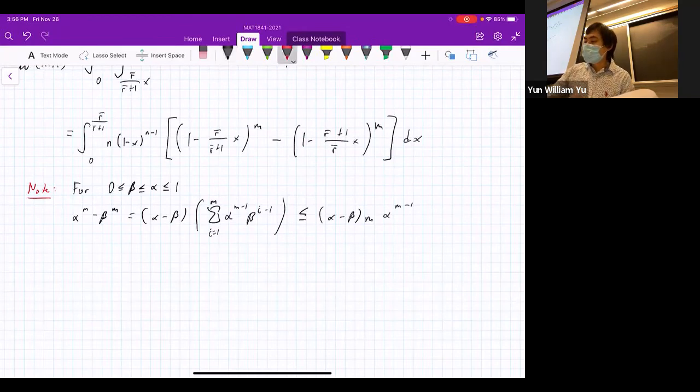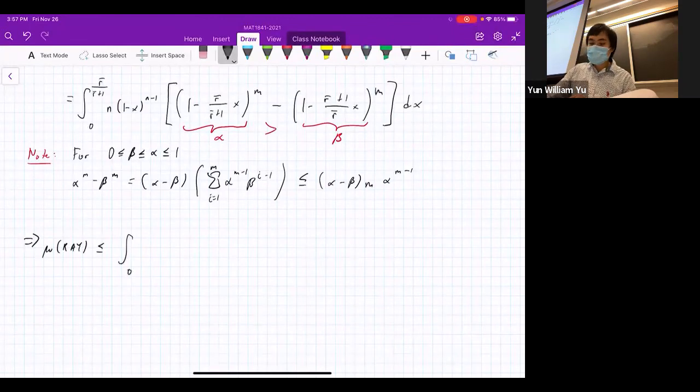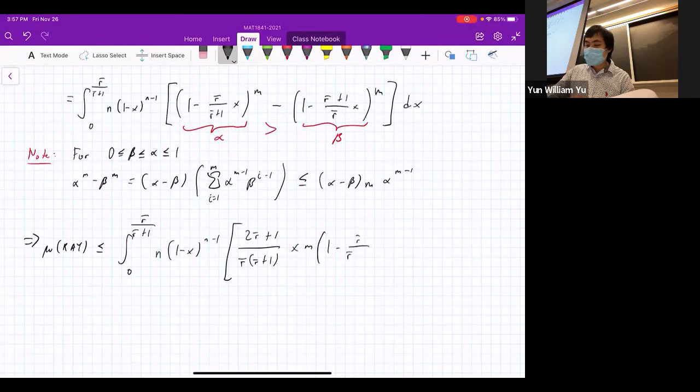So we can use this inequality, and you notice that this alpha is greater than that beta, where we let this be alpha and this be beta. And it's pretty easy to show that it is actually greater. And then when you do that, this implies that the probability mass of the ray is less than or equal to the integral from 0 to r bar over r bar plus 1, n times 1 minus x to the n minus 1, and 2 times (r bar plus 1) over (r bar times (r bar plus 1)) x times m times (1 minus r bar over r bar plus 1 x) to the m minus 1 dx.